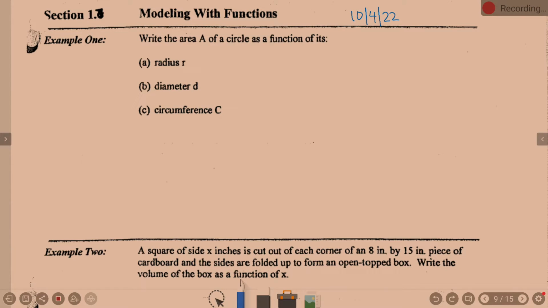Okay. We are looking at lesson 1.7. I know it doesn't look like it says 1.7 up there, but I promise it does. Just pretend, okay? Just pretend.